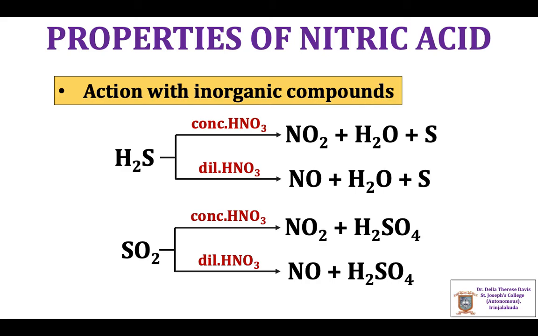Similarly, sulfur dioxide is oxidized to sulfuric acid when treated with concentrated nitric acid or dilute nitric acid. And if we are using concentrated nitric acid, the acid itself is reduced to NO2. Whereas if we are using dilute HNO3, it is reduced to NO.